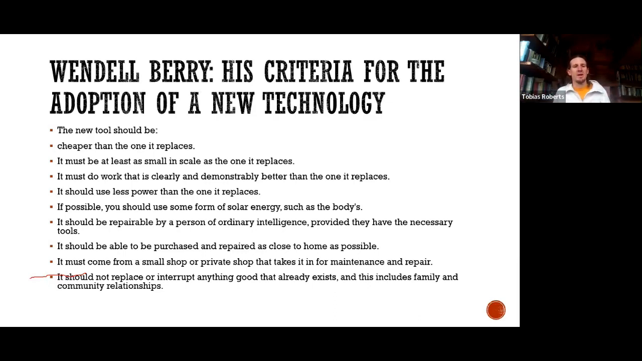And so he says, one, the new tool or technology should be cheaper than the one it replaces. In the world we live in today, that's almost never the case. New technologies are increasingly more expensive, right? Number two, it must be at least as small in scale as the one it replaces. For example, that doesn't necessarily mean that all old technologies are worth maintaining.